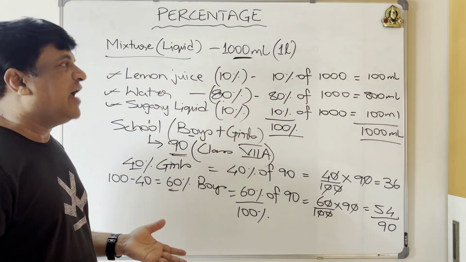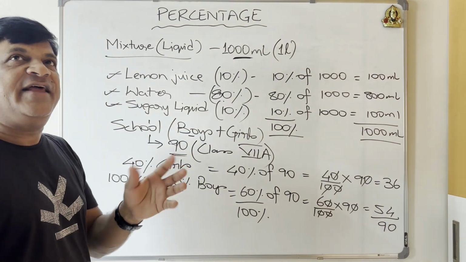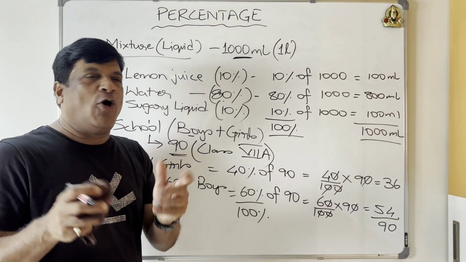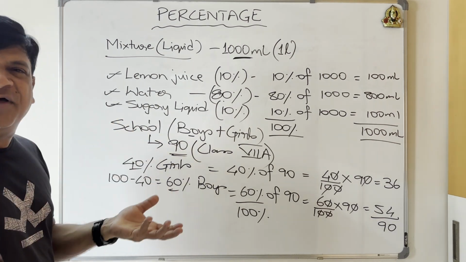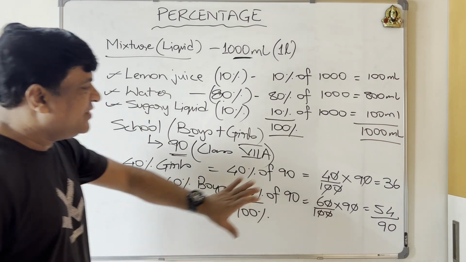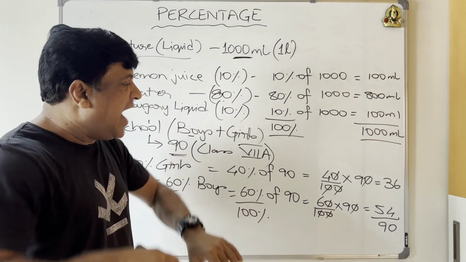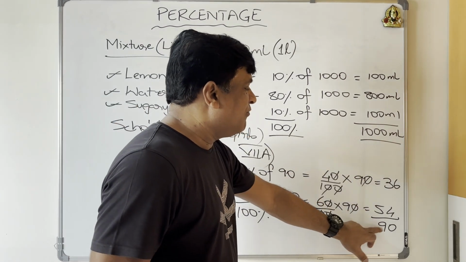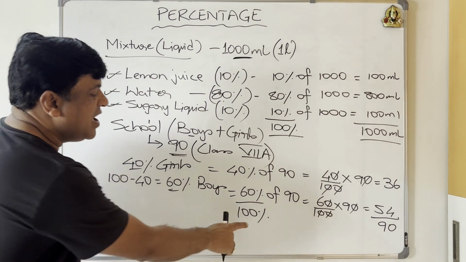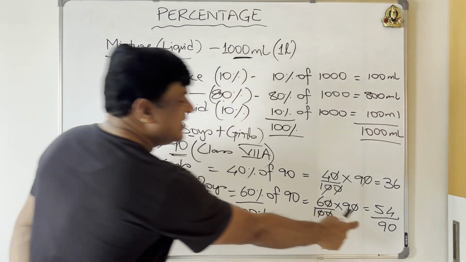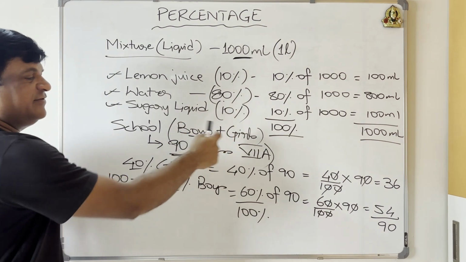Okay, this is how you calculate, and it's always that whenever there is a mixture or an alloy, the total number of students, the total number of people in the country and all those things, everything should add up to 100% when we are talking about percentage. And the total number of people should also add up. So 100% of students is equal to 90 kids in the class, both boys and girls. Okay?